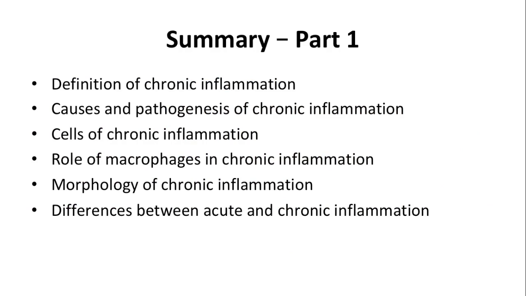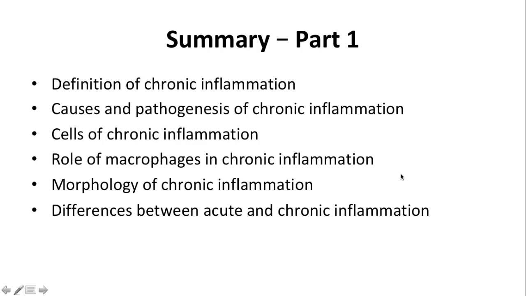So that wraps up part 1 of the lecture, Chronic Inflammation and Granulomatous Diseases. For this part 1, we had focused on chronic inflammation, in which we have covered the definition of chronic inflammation. We have discussed the causes and pathogenesis of chronic inflammation, in which there is persistent injury or persistent infection, recurrent acute inflammation, immune hypersensitivity reaction, as well as prolonged exposure to toxic agents. We have discussed the cells of chronic inflammation, including macrophages, and also the role of macrophages in chronic inflammation.